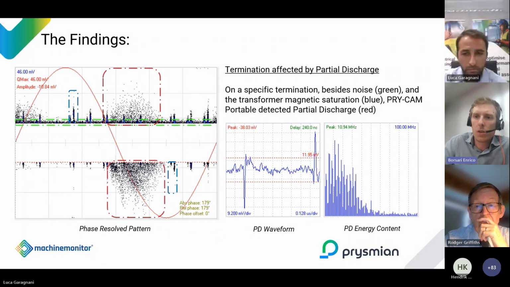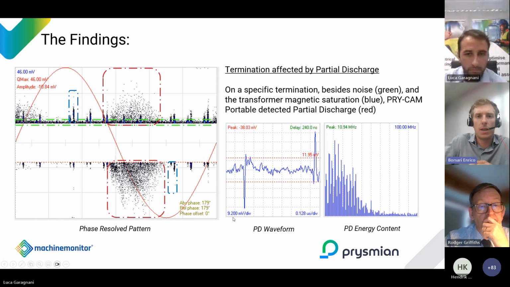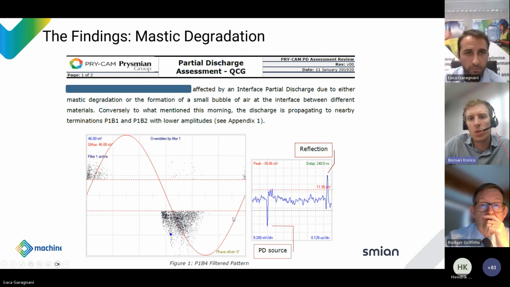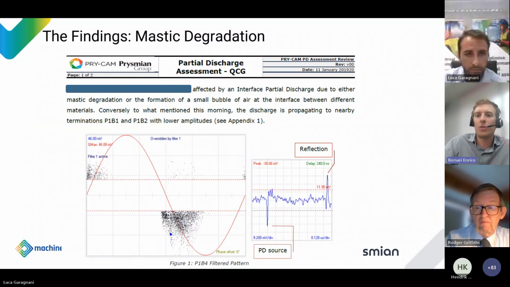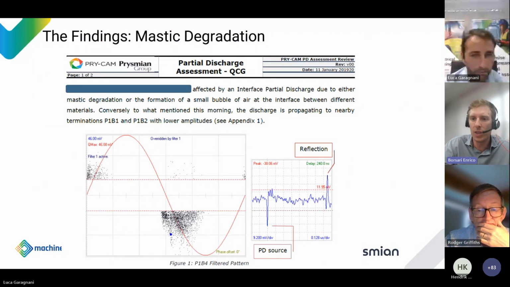The diagnosis of this discharge, what could this discharge be? Luca, if you go to the next slide, our assessment was this is an interface partial discharge. As Luca mentioned before, we normally have three types of partial discharge, but to complicate things, sometimes we like to define discharges that are in between all these three groups. This is exactly one case. This is an interface discharge.